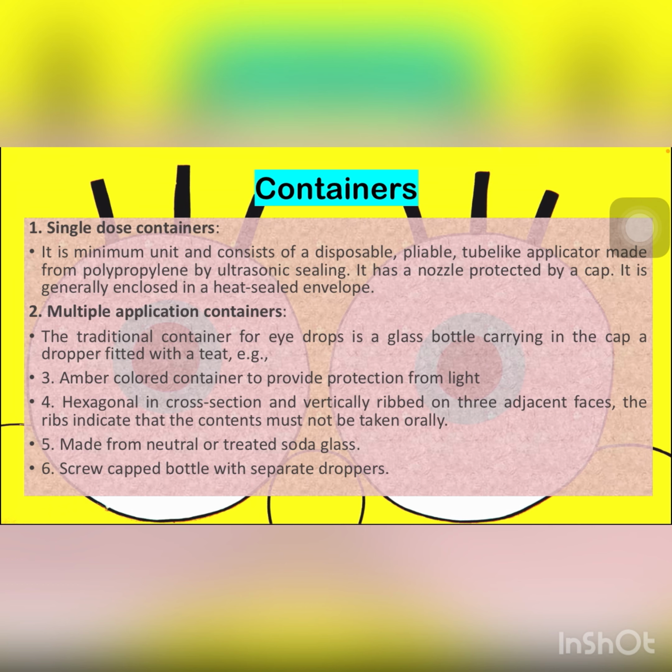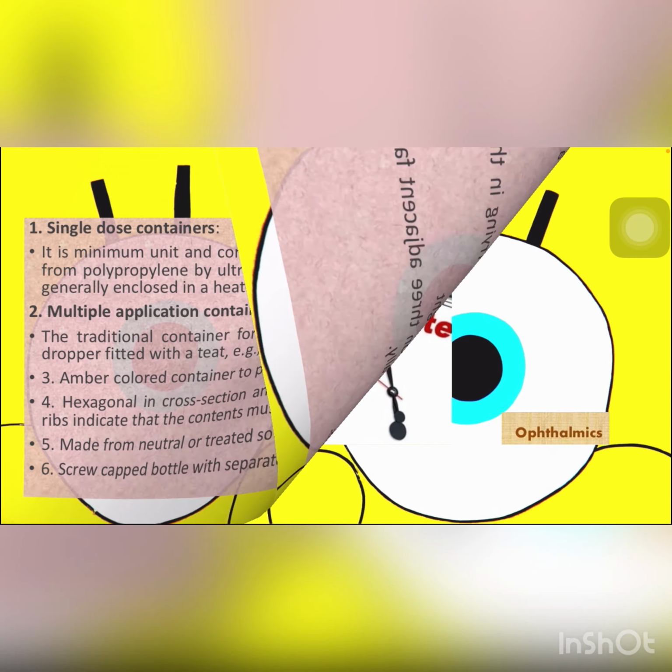Second, multiple application containers. The traditional container for eye drops is a glass bottle carrying in the cap a dropper fitted with a teat. Example, an amber colored bottle to provide protection from light, hexagonal in cross section and vertically ribbed on 3 adjacent faces. The ribs indicate that the contents must not be taken orally. Made from neutral or treated soda glass. 6, screw capped bottle with separate droppers.